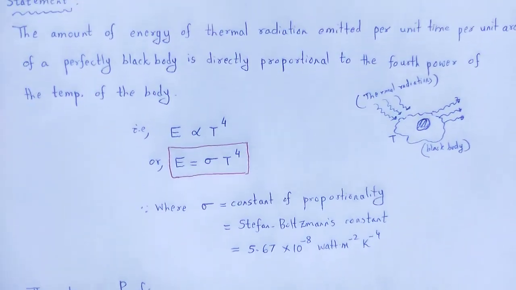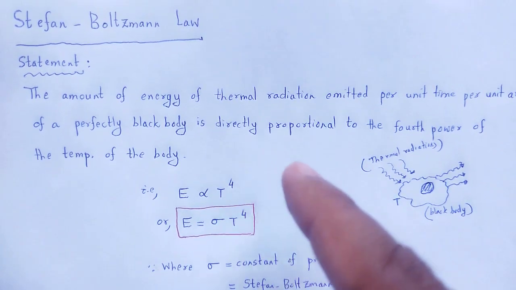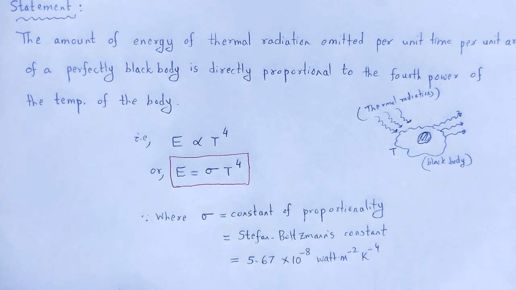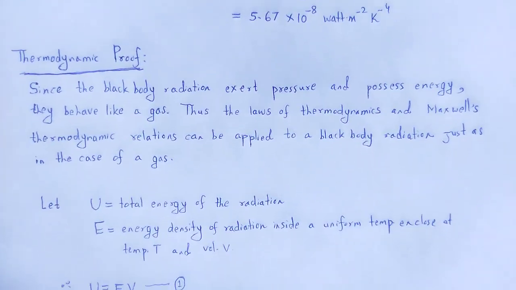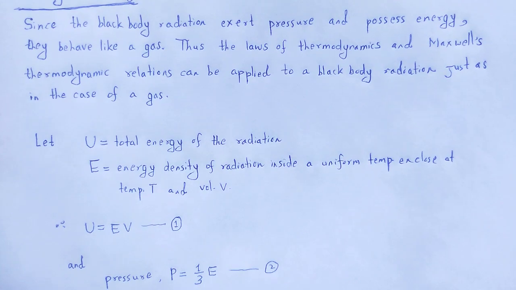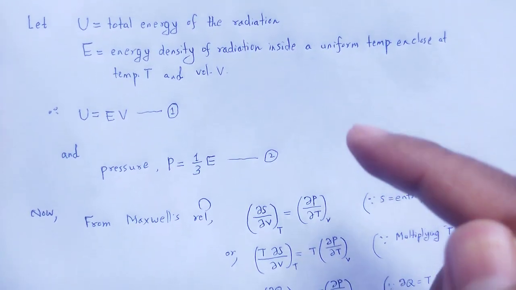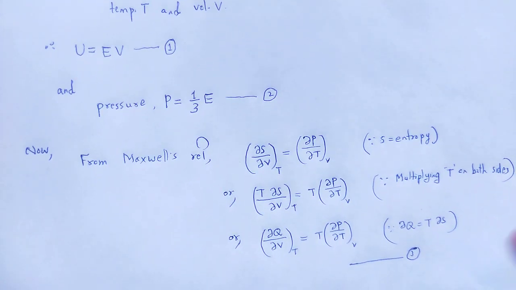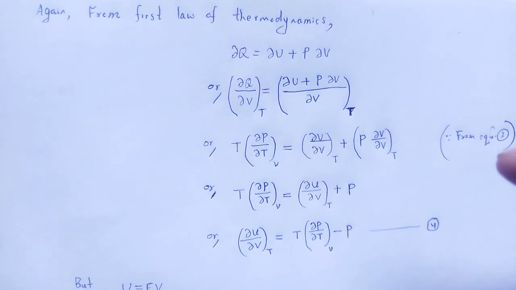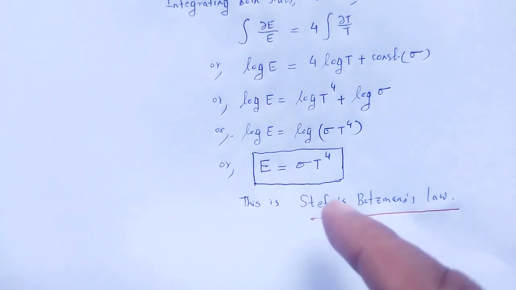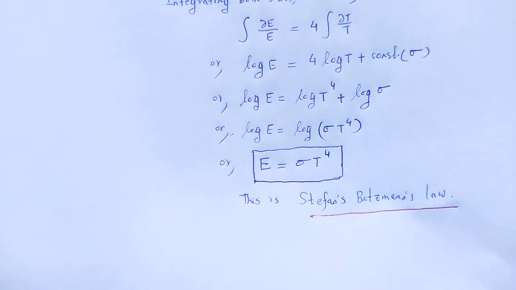So here, with the help of this video lecture, we understand the concept of the Stefan-Boltzmann law. It is an experimental law that was proved by Boltzmann. This is the thermodynamic proof. First we relate it to that of a gas and use Maxwell's thermodynamic relations as well as the laws of thermodynamics, and finally we derive that law, E is equal to sigma T to the power 4.